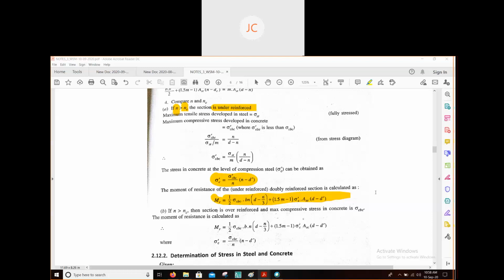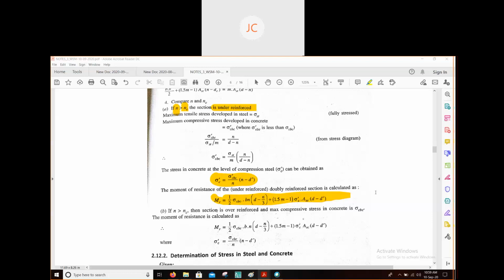Sigma dash cbc, how much you have got? 7.97. Then sigma c dash, how much you have got? 7.97 divided by 138 is 5.66. Yes, sigma c dash will be 5.66. Arif Khan, correct answer, 5.66.